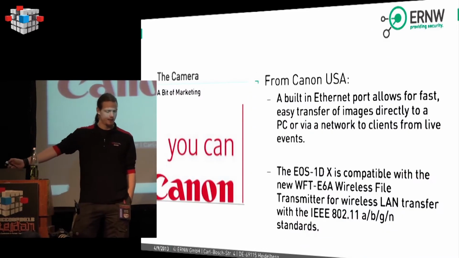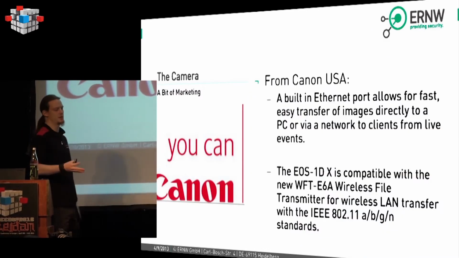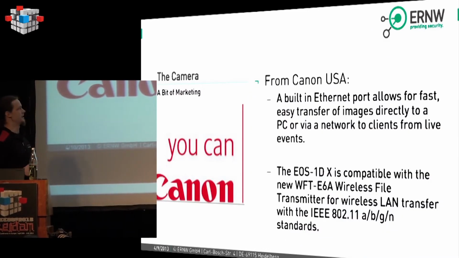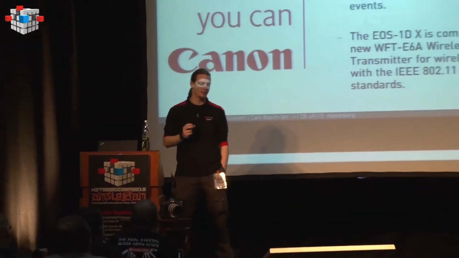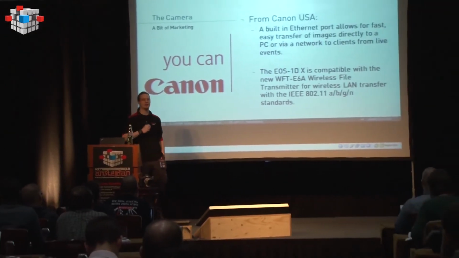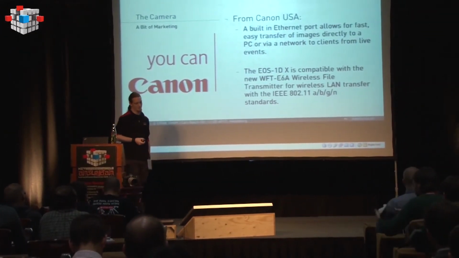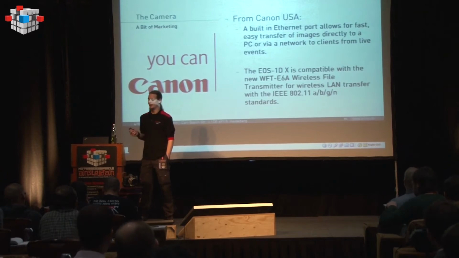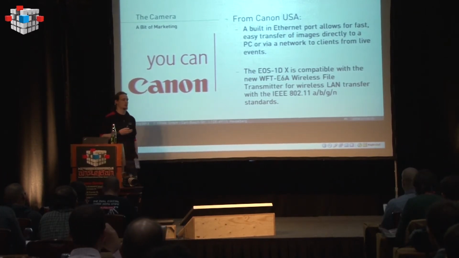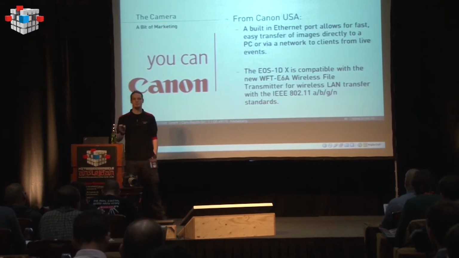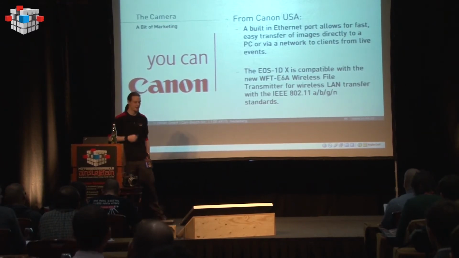Canon USA has some really nice marketing. They say, we now have a built-in Ethernet port that allows fast and easy transfer of images directly to the cloud. Also, there is a wireless interface on this camera, so you can even upload the images to the cloud from any hotspot around the world. Isn't that amazing?